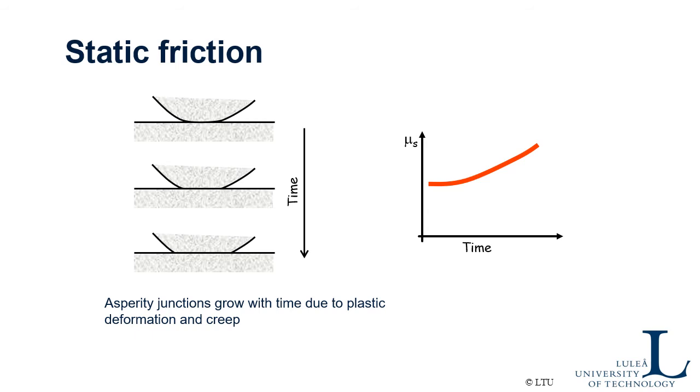A few words about some other friction phenomena, starting with static friction. If you have two surfaces, they are in contact with only tiny spots here and there, the asperity contacts. If you leave them there for a longer time, the contact spot grows continuously due to creep, and maybe there are also contaminants or corrosion taking place that make the contact spot grow.